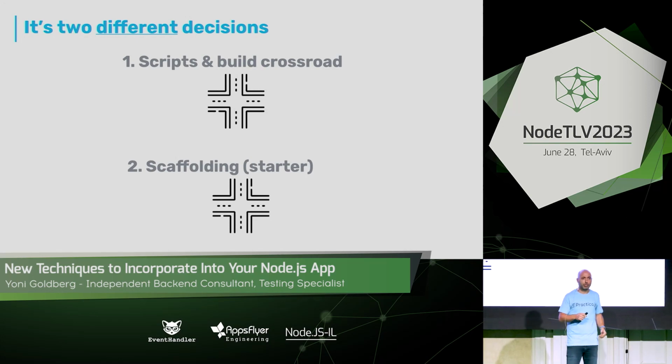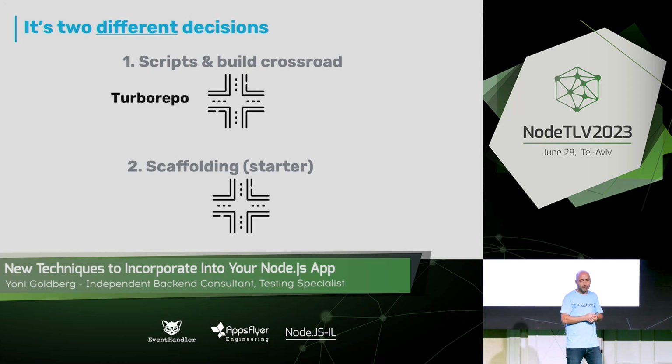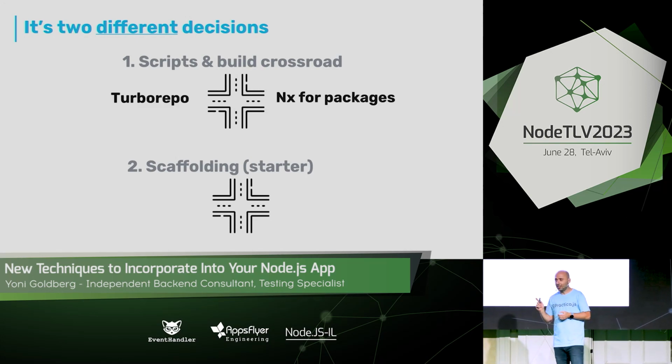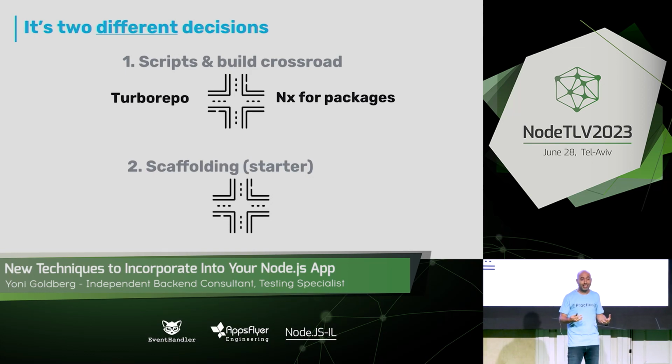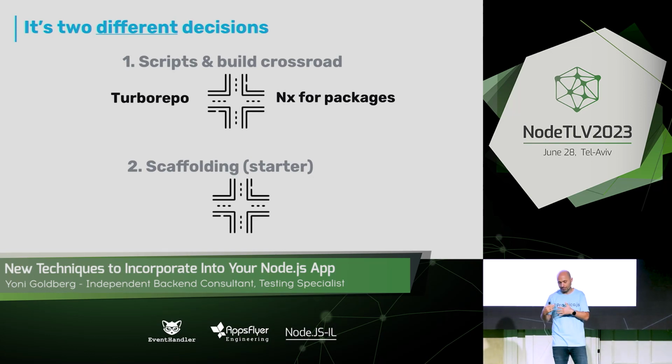Now, if you separate it, you realize new tooling. So for scripts, I use Turborepo, or it turns out that NX has a lean version that is called NX for packages. It's awesome. It's more feature-rich than Turborepo, and it's a great option. NX for packages. And it comes as a black box approach.